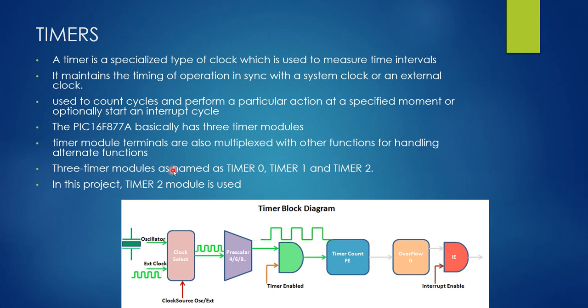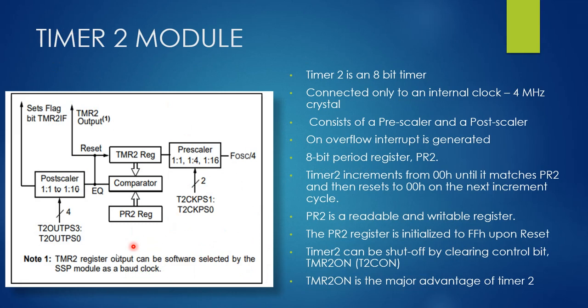In the PIC16F877A microcontroller, there are three timer modules: timer 0, timer 1, and timer 2. And here we are using the timer 2 module. This is the block diagram of the timer 2 module. The main reason for using timer 2 is the TMR2ON bit, which is a major advantage of timer 2. So we are using timer 2 in this project. Timer 2 can be shut off by clearing the control bit.